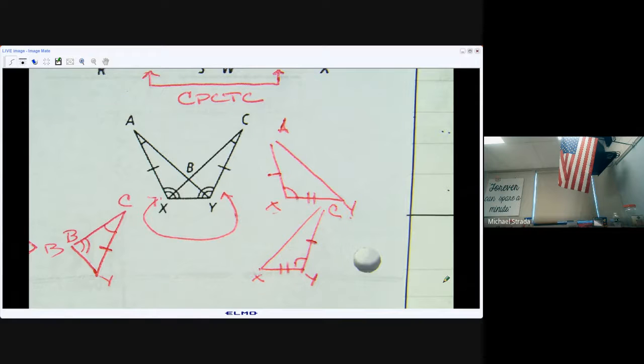CPCTC. So in terms of proof, I'm not really doing much. I'm adding a step and the justification for that step is those 5 letters. What you have to then incorporate is, when do I need to go to that point? All right? And that's when you have to prove segments and angles congruent. Everybody good?